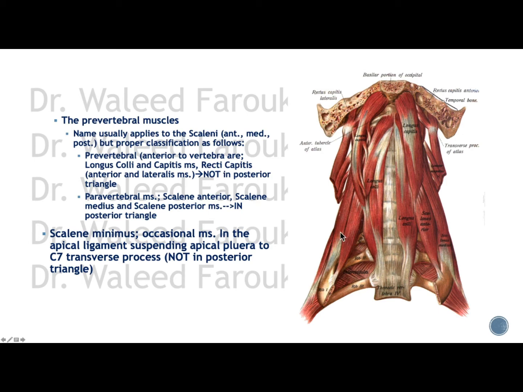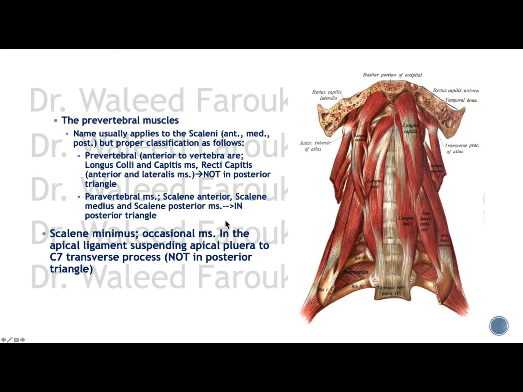While the other muscles, the scalene anterior, medius, and posterior, and levator scapulae, lie at the side of the vertebrae. So actually they are called paravertebral muscles. But I told you, in general, in anatomy, when you talk about prevertebral muscles, you include the whole thing. But the proper naming is that these are the paravertebral muscles, which are the scaleni, anterior, medius, and posterior, and you can go back to the levator scapulae.